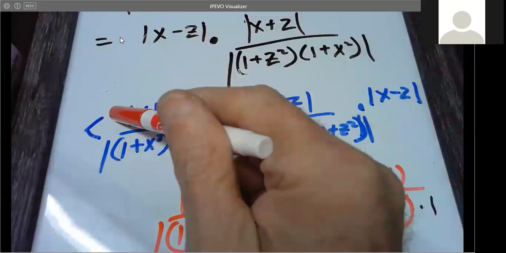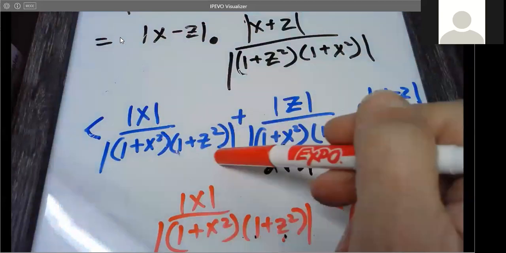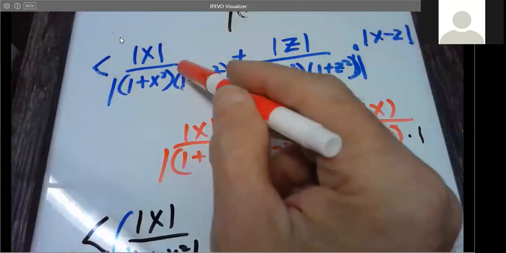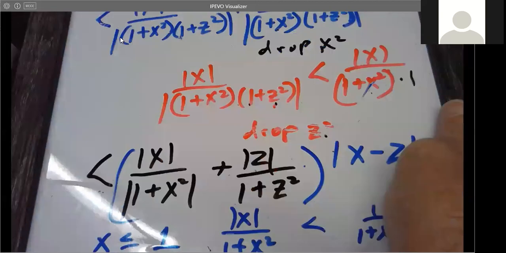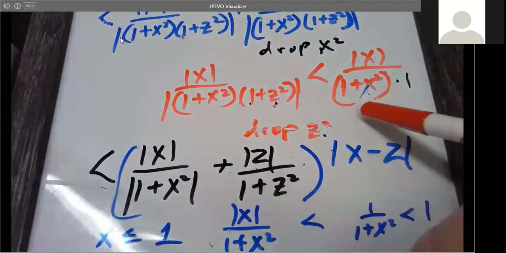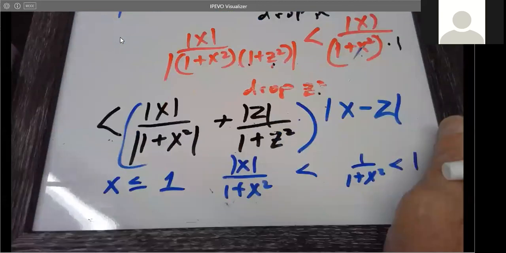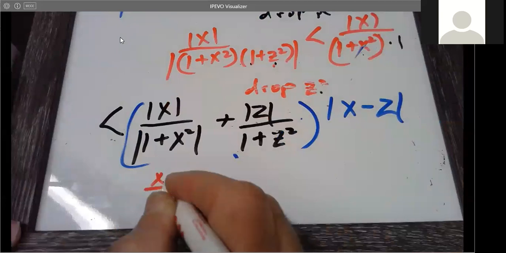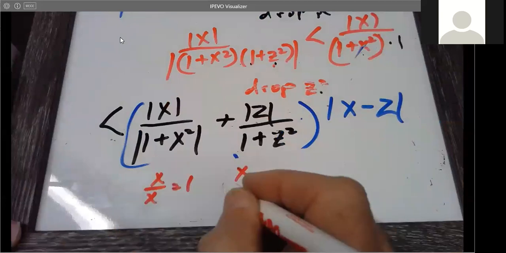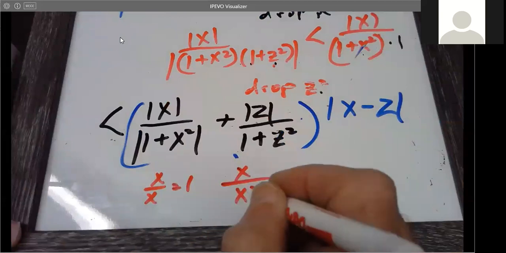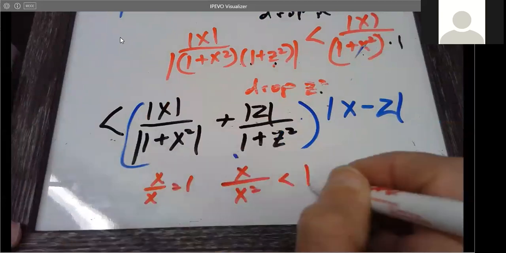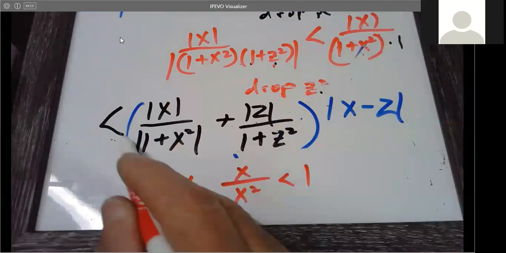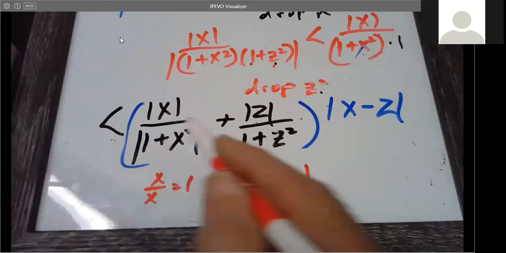Okay, so that makes it less than the absolute value of x over x squared plus 1 plus z squared. And then you can say that this is less than if we drop the z squared, and this is less than if we drop the x squared. And so another way to look at this is we know that x over x is 1, right? So x over x squared, if we don't even use the 1, that's going to be less than 1, right? So that's why we can say all this is less than 1 and all this is less than 1.